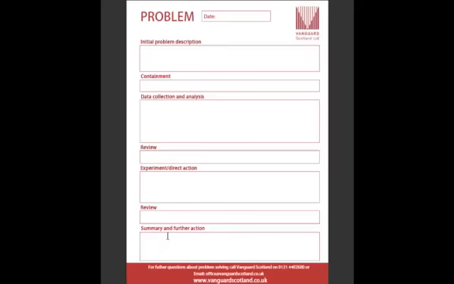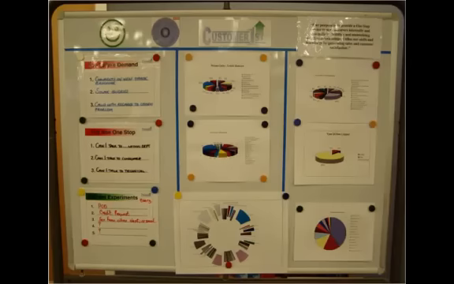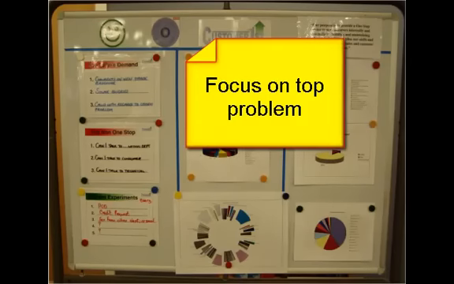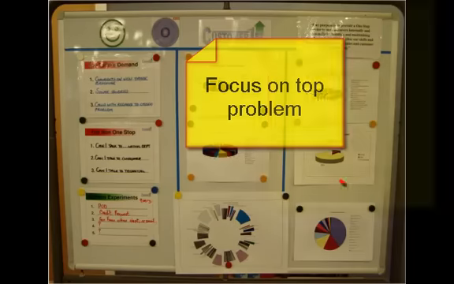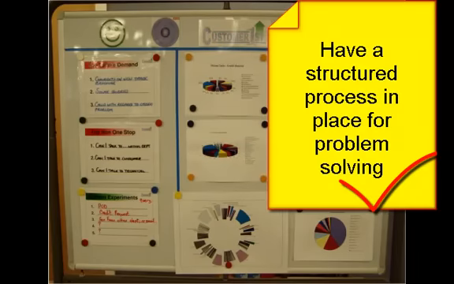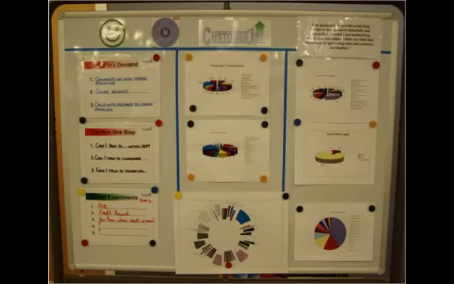Now, the problem solving sheet is used in conjunction with a visual measures board, and what this enables you to do is to focus on the top problem at any one time, and it also allows you to make sure that you have a structured process in place for solving problems. And of course, once you've solved your top problem, you then move on to the second problem, the third top problem. What it gives you as a management team is the confidence that you're always working on the biggest problem, hence focusing your activities on the area of the business that's going to give you the best return for your efforts.